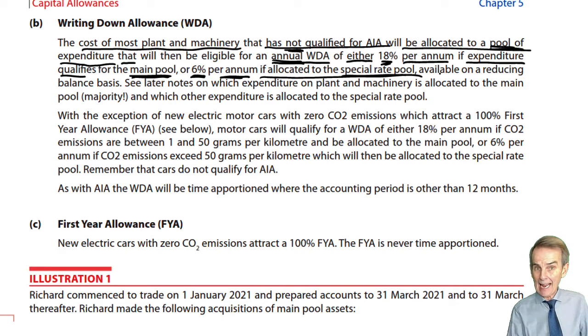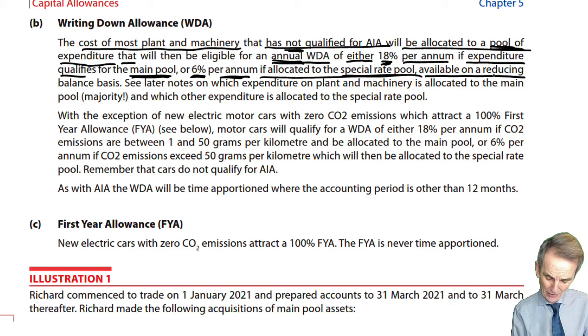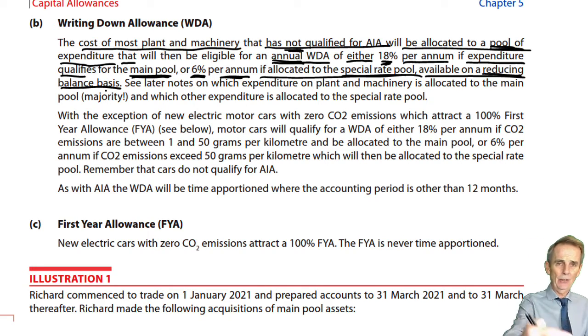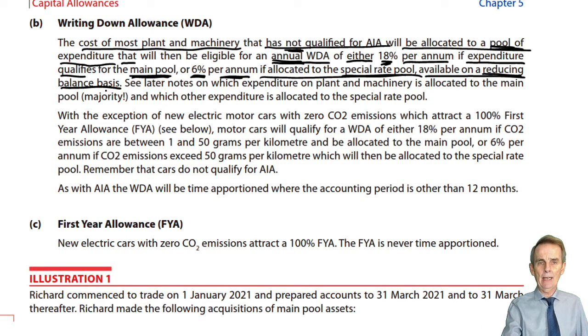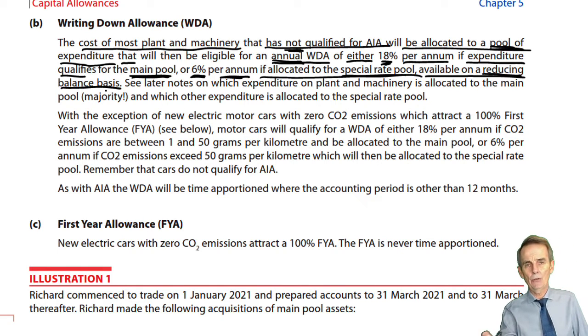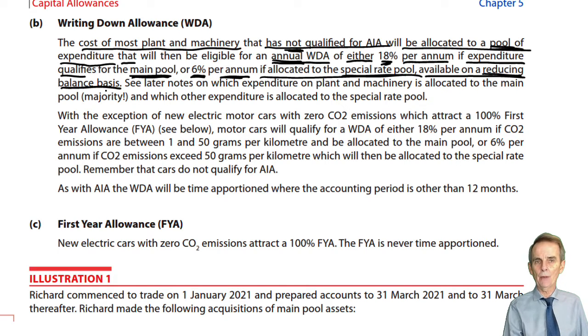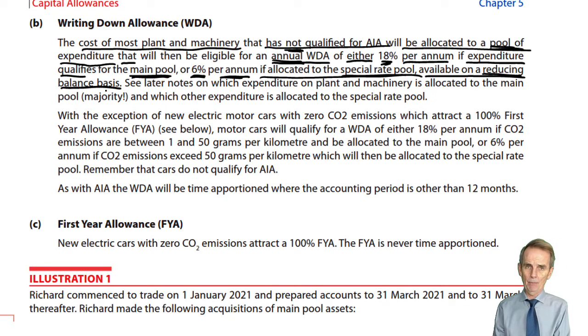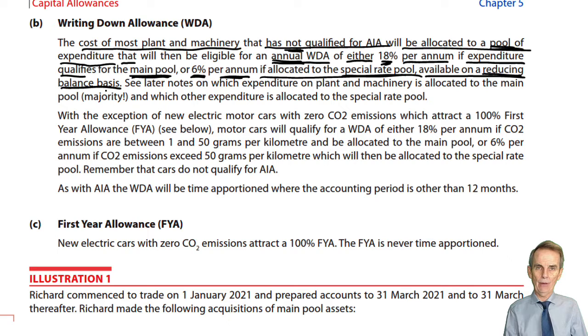6% again per annum if allocated to the special rate pool. And as it's on an annual basis, it is also available on a reducing balance basis. It's not straight line, so you incur the expenditure, the bit that doesn't rank for AIA goes into a WDA calculation. You take your 18% or you take your 6%. Is it main pool? Is it special rate pool? Get your tax written down value to carry forward at the end of this accounting period to the next accounting period. You then take next year's WDA based on that tax written down value, the reduced balance carried forward. It's not a straight line on original cost.